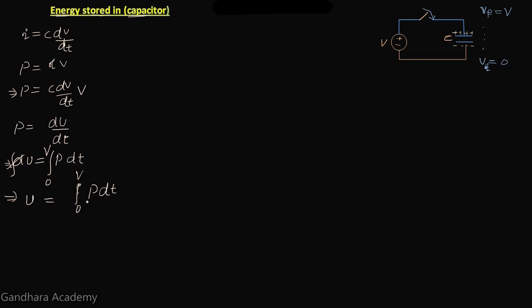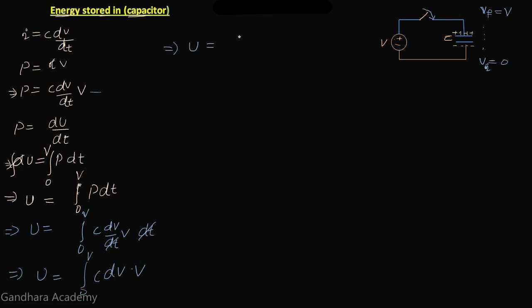Now, as we know, the power equation is C dV divided by dt into V. So putting this into the energy equation, we get energy is equal to the integral from 0 to V. Instead of P, we can write C dV divided by dt into V dt. So dt will cancel dt, and we get the energy is equal to the integral from 0 to V of C dV into V.